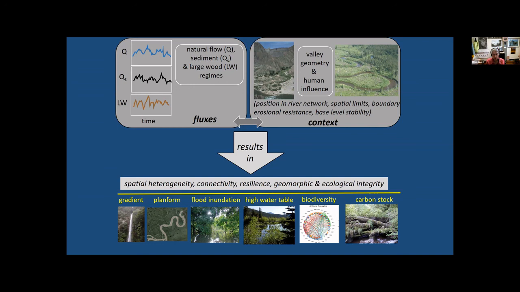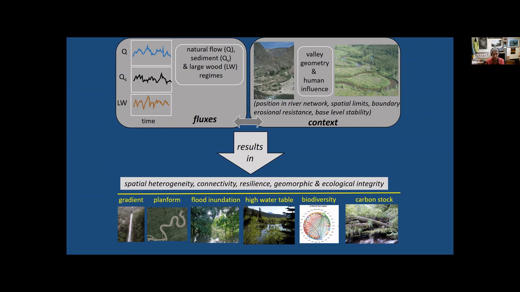So for river scientists, the spatial heterogeneity might be defined by the substrate and the stratigraphy, or by soil moisture, or by bed forms in the channel, by vegetation in the floodplain, etc. But spatial heterogeneity is one characteristic that results from these fluxes interacting with the context. Another is connectivity in three dimensions of various materials, resilience to disturbance, so the ability of the river corridor to respond, to recover after a disturbance, and geomorphic and ecological integrity.